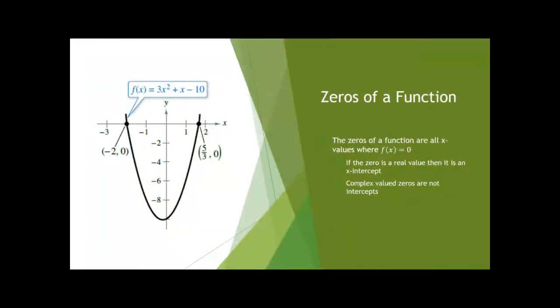So next is zeros of a function. So the zeros of a function are all x values where f of x equals 0. So essentially you take your equation, you set it equal to 0, and then you solve. So this example, we have a quadratic. To find the zeros, you would take your function 3x squared plus x minus 10 equal to 0, and then you would solve. Since it's a quadratic, you can solve by the quadratic formula, or you can solve by factoring. This one does factor. So it factors to 3x and x.